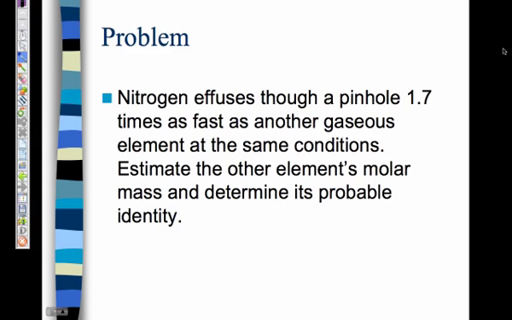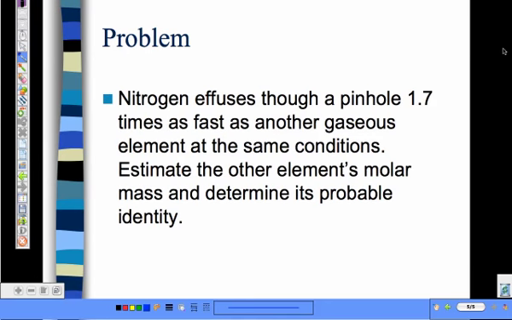Okay, nitrogen diffuses through a pinhole 1.7 times as fast as another gaseous element, so we can have 1.7 over 1. Estimate the other element's molar mass. So nitrogen's mass needs to be on top or bottom? Bottom, and nitrogen is N2, so 28, yep. We're going to look for X here. Squared.